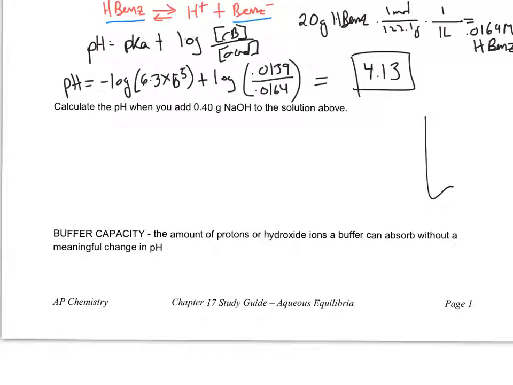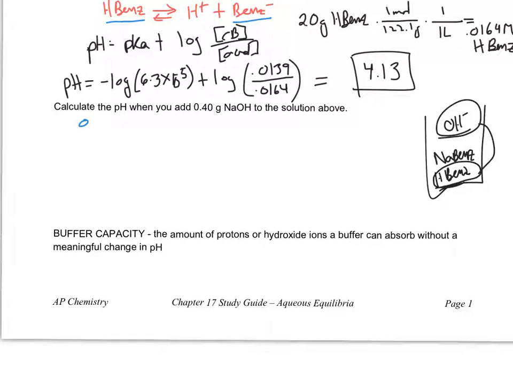So, there's my beaker. I have some HBenz, and I have some sodium benzoate. And I'm going to add some NaOH, which has hydroxide ions. First, I decide what reacts with what. And so hydroxide is a base, so it's going to react with an acid. The acidic portion of this buffer would be the HBenz. So those two are going to react together. So I'm going to write out the equation for the reaction here.